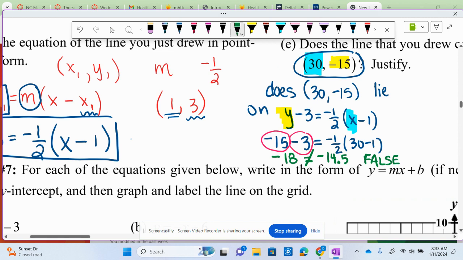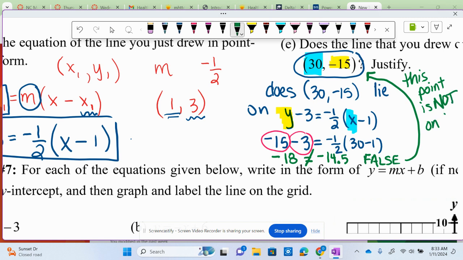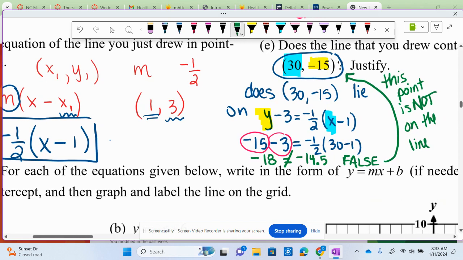Right? So if it's false, that means that this point is not on the line. This point is not on the line. That's what that means. That point does not lie on our line. Okay.